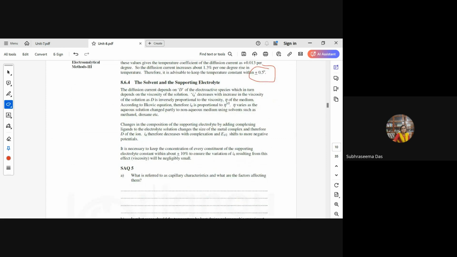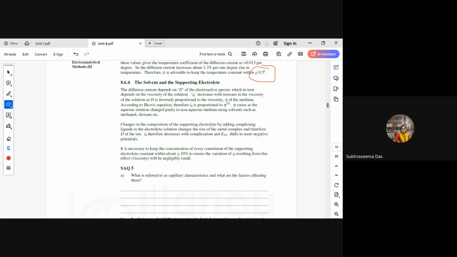Then the solvent and the supporting electrolyte influence the diffusion current. The diffusion current is very much dependent on the viscosity of the medium. The diffusion current decreases with an increase in the viscosity of the solution, as the diffusion coefficient D is inversely proportional to the viscosity of the medium. In the Ilkovic equation, ID is proportional to eta to the power half. Now eta varies as the medium changes from aqueous to non-aqueous.